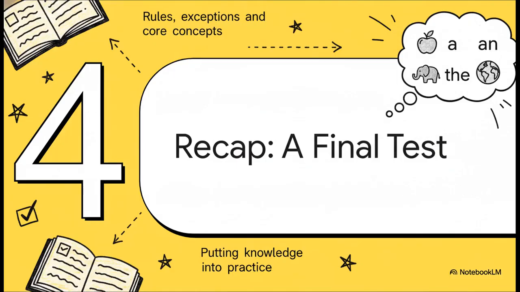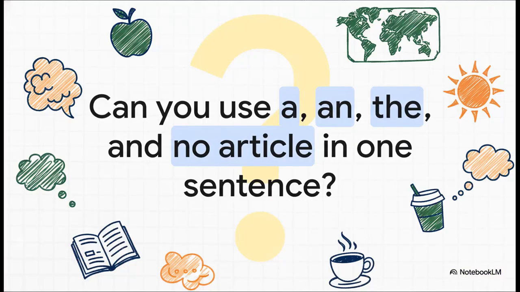Okay, you've seen the rules, you've seen the exceptions, you've seen the core ideas. Now it is time to put it all together and see what sticks. So here's a little challenge for you. Think you can write one single sentence that correctly uses a, an, the, and the zero article? Give it a shot. It's the absolute best way to really lock in everything we've just talked about.